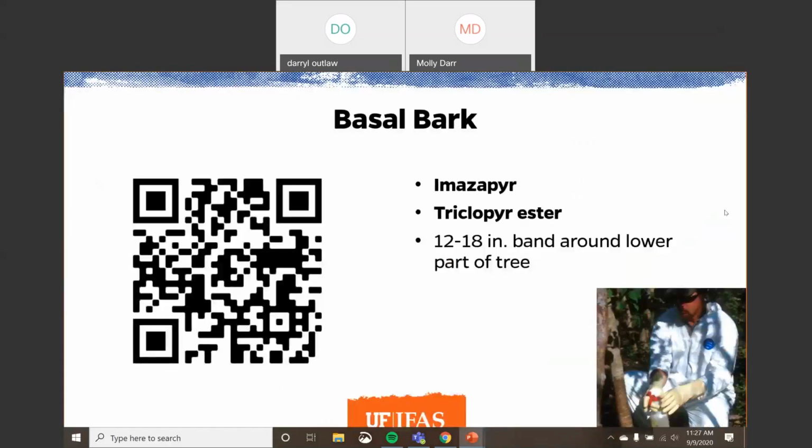There's also basal bark. For basal bark, UF/IFAS recommends imazapyr or triclopyr ester. Of course, the basal bark treatment is mixed with an oil. You're going to do a 12 to 18 inch band around the lower part of the tree.